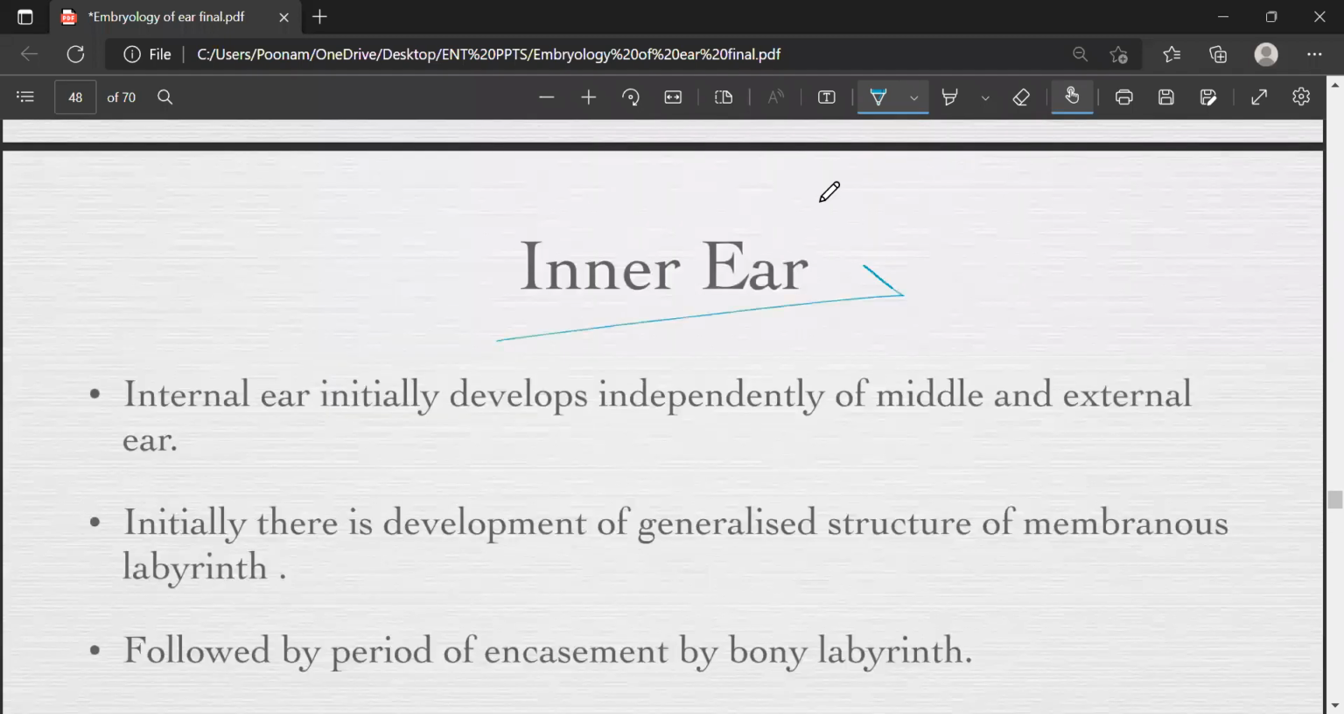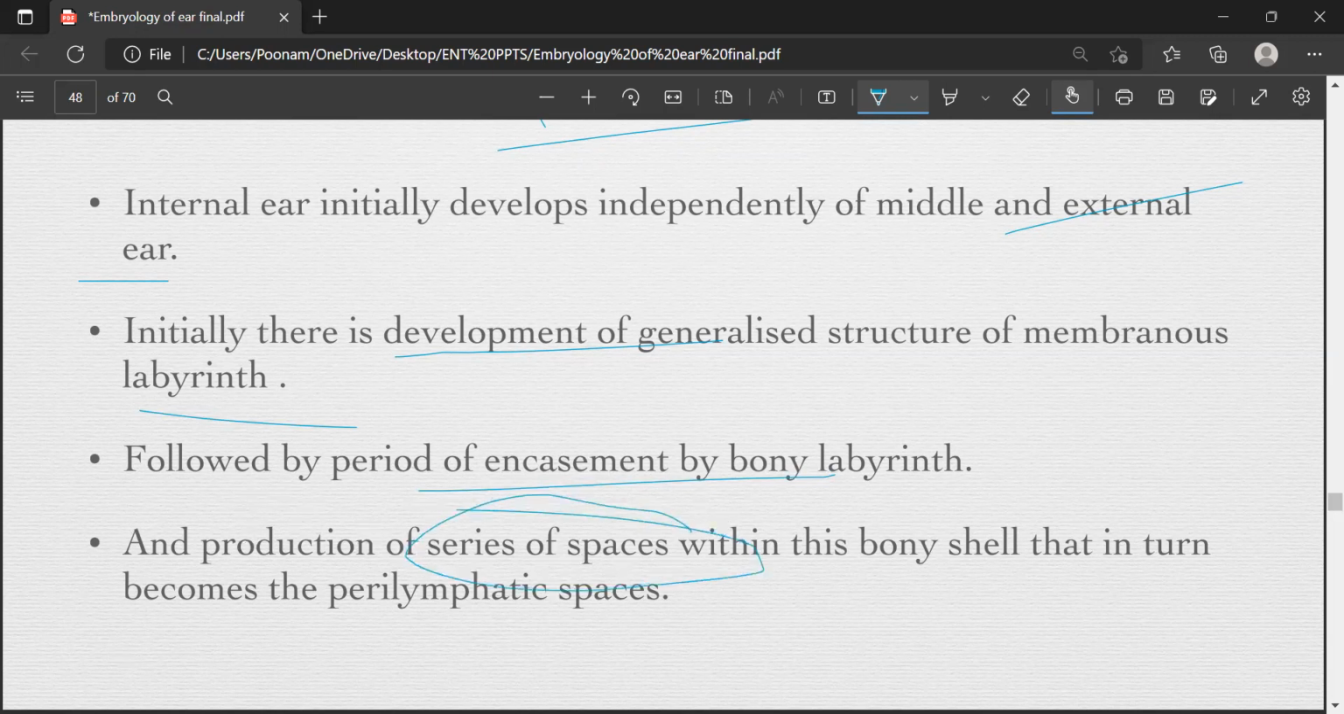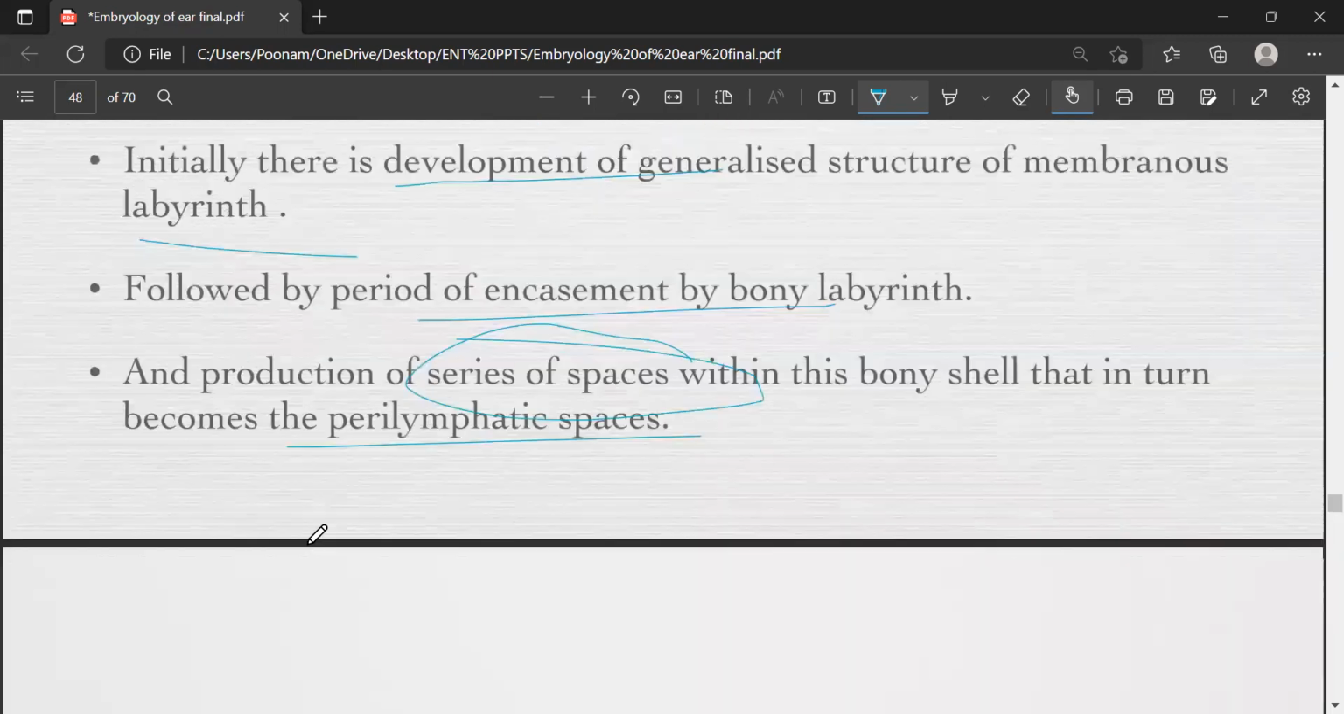So coming to the embryology of the inner ear, this is very important. The inner ear initially develops independently of the middle and external ear. Initially, there is development of generalized structures of the membranous labyrinth, followed by a period of encasement by the bony labyrinth, and the production of a series of spaces within the bony shell that in turn become the perilymphatic spaces.